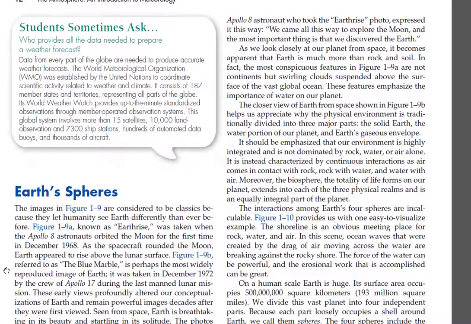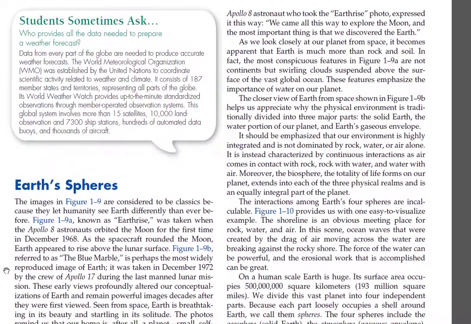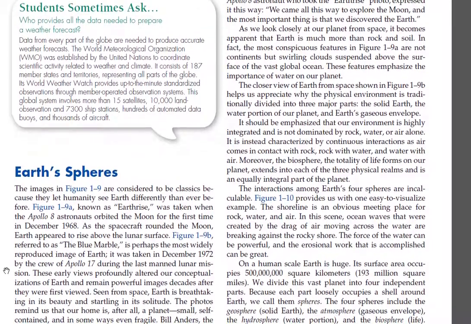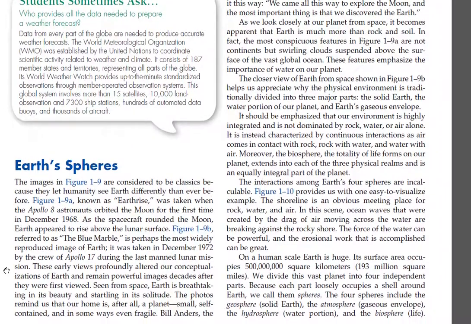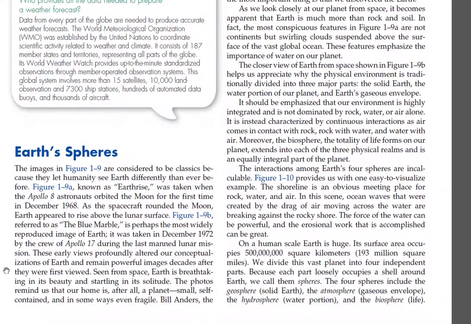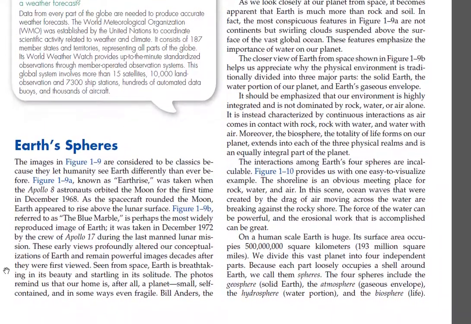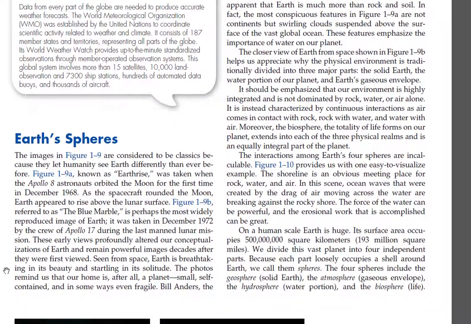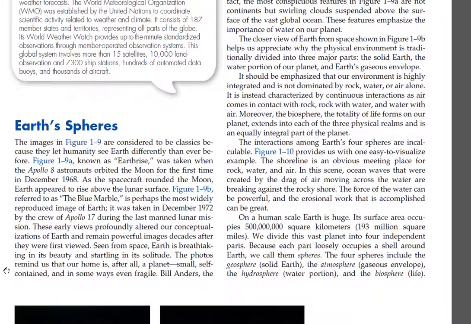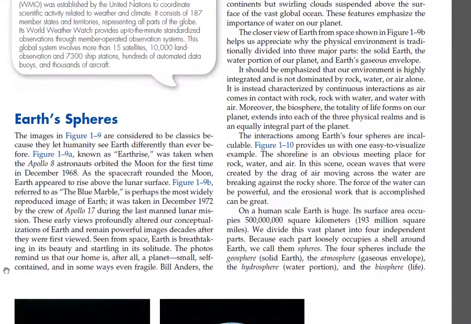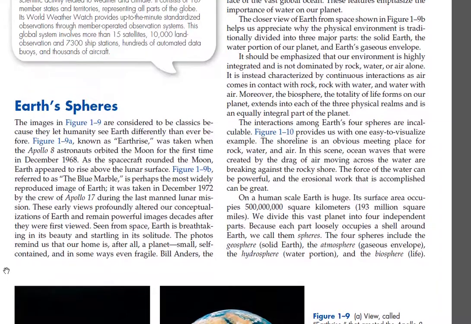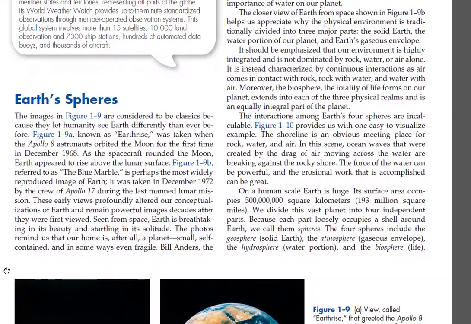Figure 1.9b, referred to as the Blue Marble, is perhaps the most widely reproduced image of Earth. It was taken in December 1972 by the crew of Apollo 17 during the last manned lunar mission. These early views profoundly altered our conceptualizations of Earth and remain powerful images decades after they were first viewed. Seen from space, Earth is breathtaking in its beauty and startling in its solitude. The photos remind us that our home is, after all, a planet: small, self-contained, and in some ways even fragile.